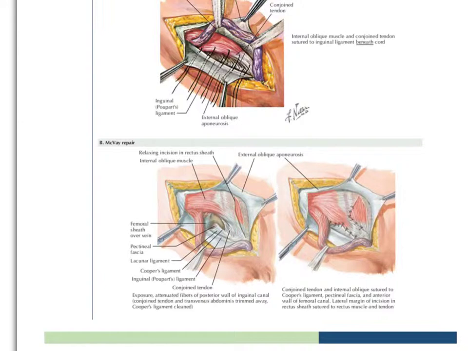is one in which the conjoined tendon and internal oblique are sutured to Cooper's ligament, the pectineal fascia and the anterior wall of the femoral canal. At the lateral aspect of the incision, the rectus sheath is sutured to the rectus muscle and tendon. These are kind of hard to understand, so the best thing to do probably would be to just look at them on your own to understand the anatomy.